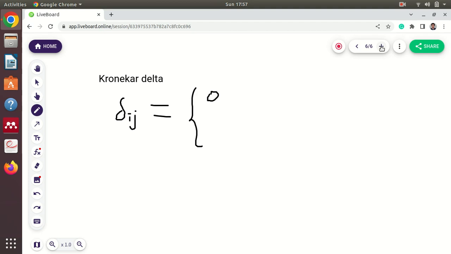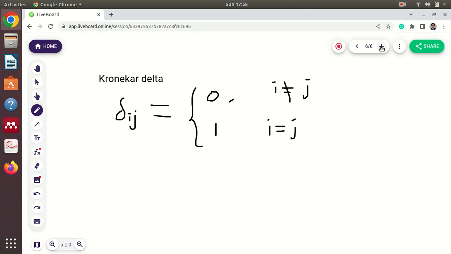So this is equal to 0 or 1. This is equal to 0 when i is not equal to j, and this is equal to 1 when i is equal to j. So both the conditions we can merge with just one symbol.